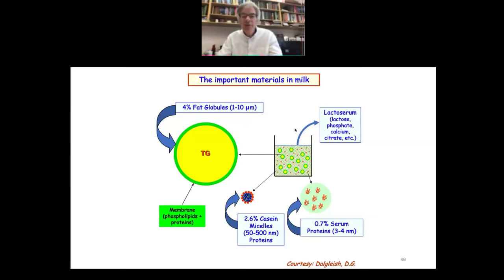In the aqueous phase surrounding the casein micelles and the fat globules, we have about 0.7% whey protein or serum protein. And these are small soluble globular proteins, 3 to 4 nanometers in size. And then we have the lactose, disaccharide dissolved in water, and other minerals that are present in that soluble phase as well.